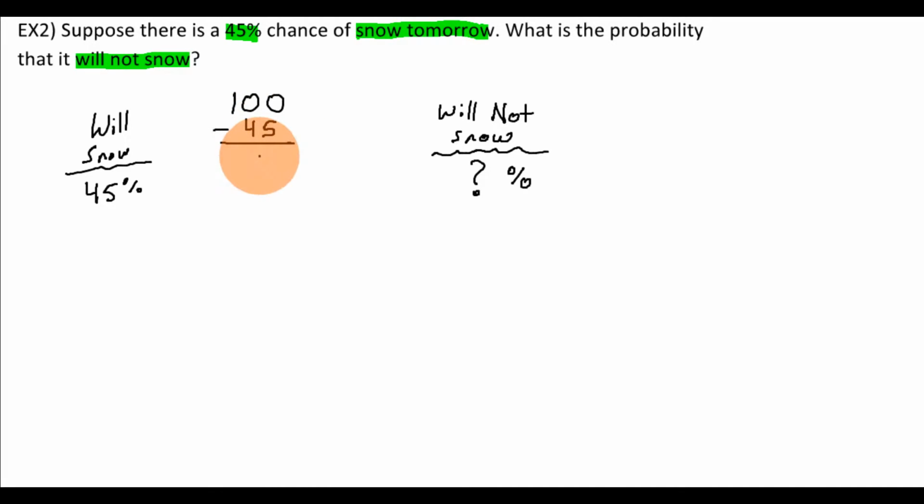When we do that, we get 55. Therefore, there should be a 55% chance that it will not snow. And let's go ahead and just fill that in here. So a 55% chance that it will not snow. So the probability that it will not snow is 55%. But probability is not always this easy, and sometimes we have to set it up as fractions. So I'm going to show you how you can actually set it up as a fraction for an event that will not occur, or an event that will not happen.